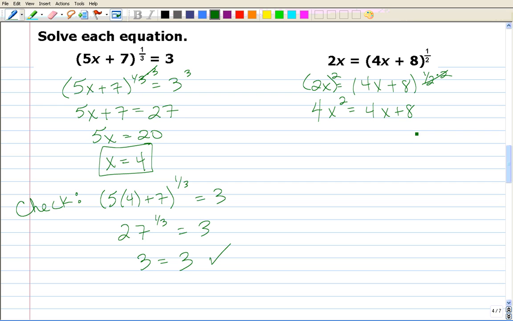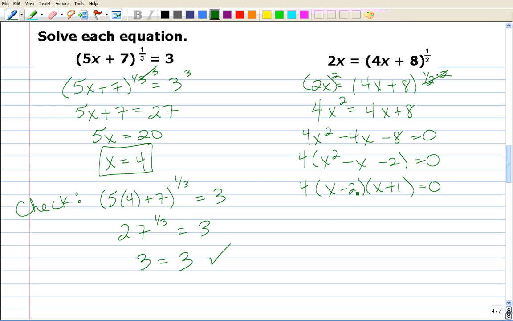I'm going to move this all over to one side of the equal sign. So I have 4x squared minus 4x minus 8 equals 0. Let's try factoring this. I'm going to take out the GCF of 4. So now I have x squared minus x minus 2 equal to 0. And that factors nicely. I've got x minus 2 times x plus 1. So I'll set each of these factors equal to 0 and solve for x, and I'll get x equals 2 and x equals negative 1.